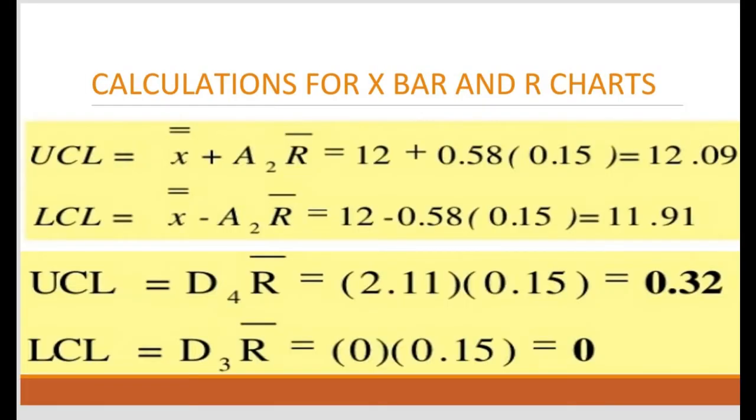The next is the calculation for X bar and R chart. The first yellow box is for the X bar chart and the second yellow box is for the R chart. UCL for the X bar chart is equal to X bar plus A2 into R bar, and the LCL for the X bar chart is equal to X bar minus A2 into R bar. Here we get X bar is equal to 12. Here we have taken an average of all values given in the average column, and R bar we also get from the same procedure. UCL for the R chart is equal to D4 into R bar, and the LCL for the R chart is equal to D3 into R bar. A2, D4 and D3 we get from the table of constants for 5 observations.